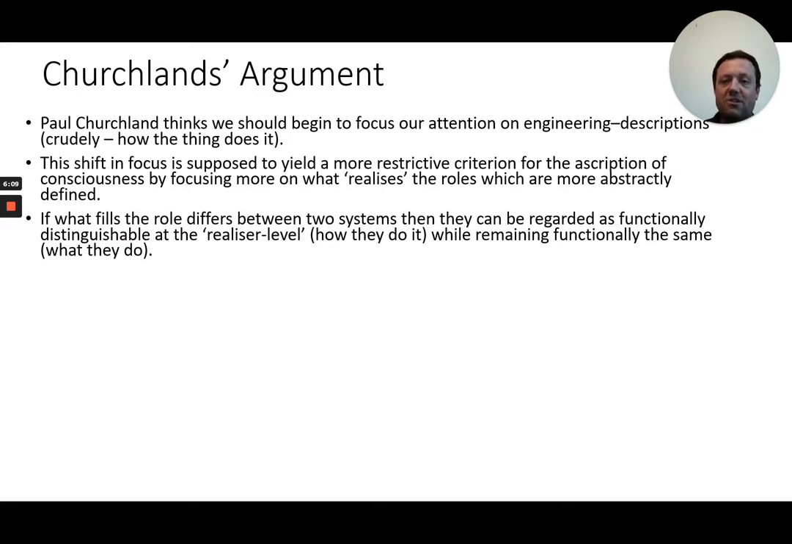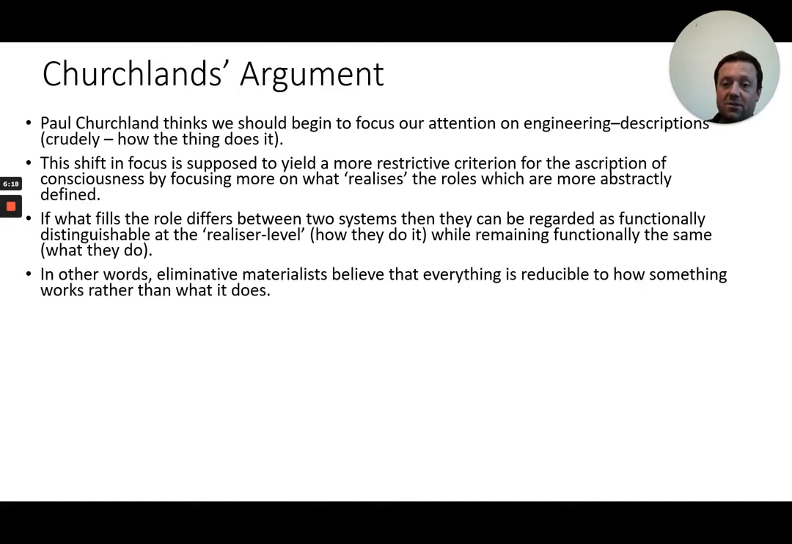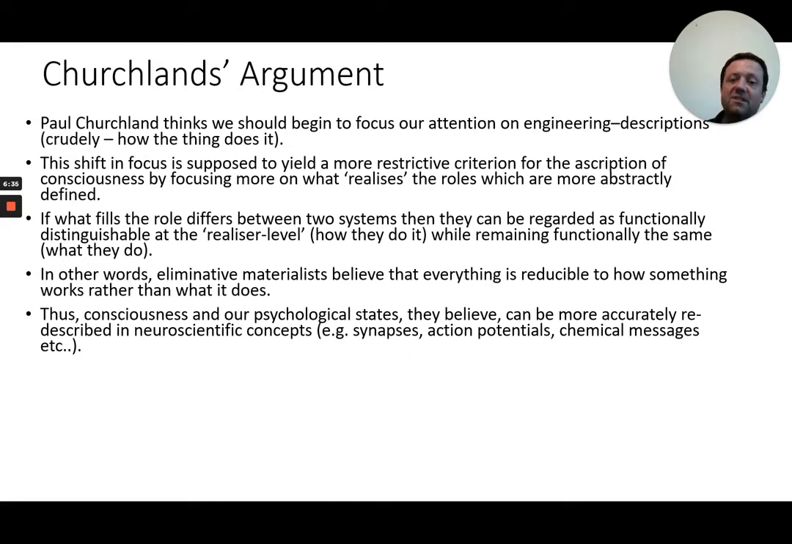So I'm repeating this part just so that it is now clearer why Churchill and other eliminative materialists think that folk psychology is false. In other words, eliminative materialists believe that everything is reducible to how something works rather than what it does. So consciousness and our psychological states can be more accurately redescribed in terms of neuroscience, using words like synapses, action potentials, chemical messages, right? No longer are we using these implicitly theoretical folk psychological terms.